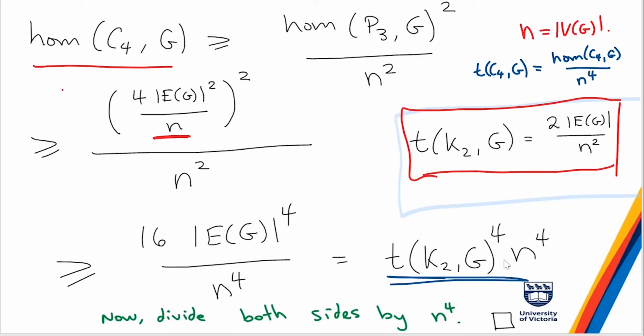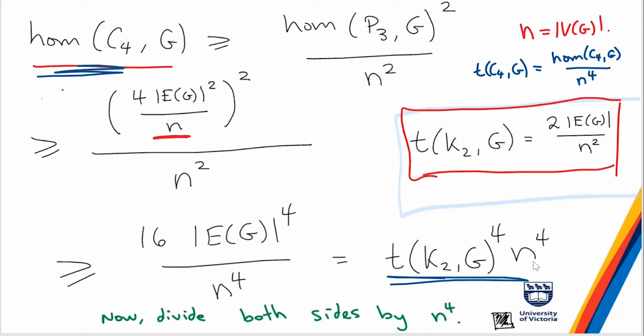So when I divide both sides by n to the 4, the left-hand side, so this is the left-hand side, it's way over here. That's the right-hand side. The left-hand side just becomes the density of C4 in G. The right-hand side becomes density of K2 raised to the 4th power. And that finishes things off. Any questions about that?